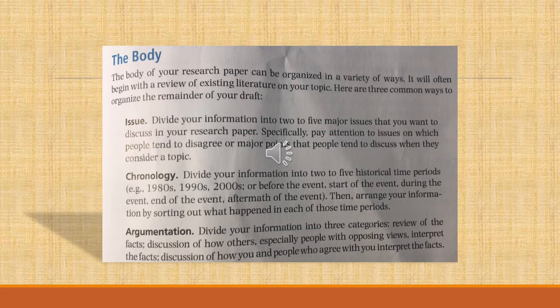Issue. Divide your information into 2 or 5 major issues that you want to discuss in your research paper. That could be the summary, right? X, Y, and Z after your thesis. Specifically, pay attention to issues on which people tend to disagree, or major points that people tend to discuss when they consider a topic, because you want it to be controversial. You want it to be debatable.